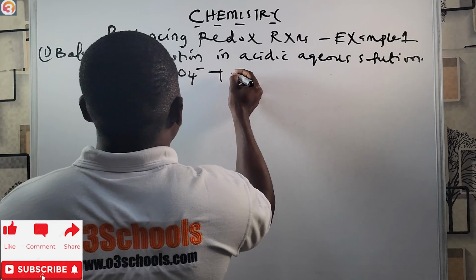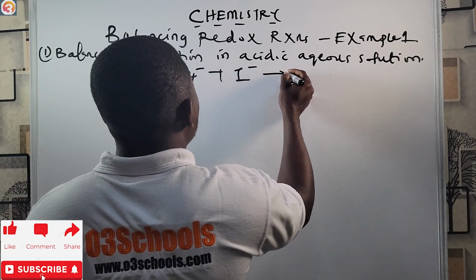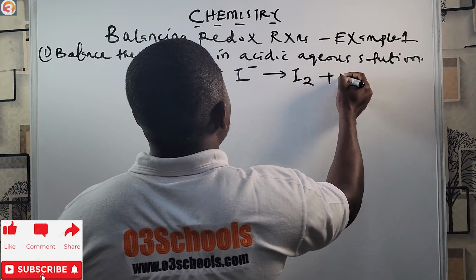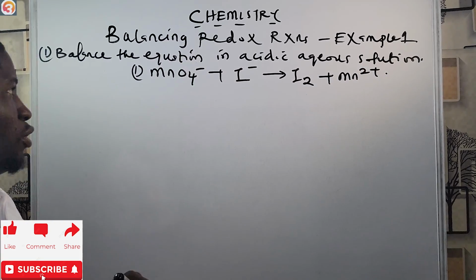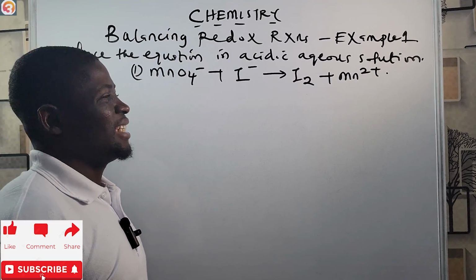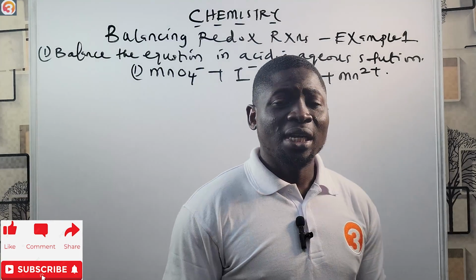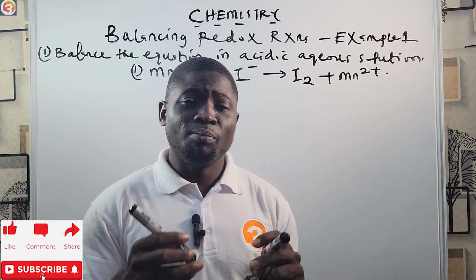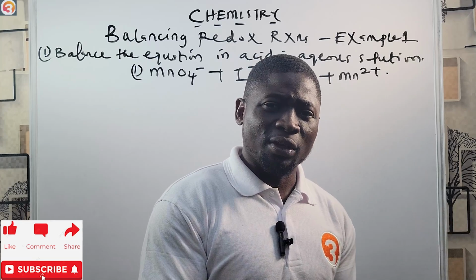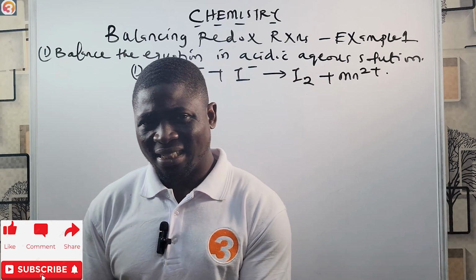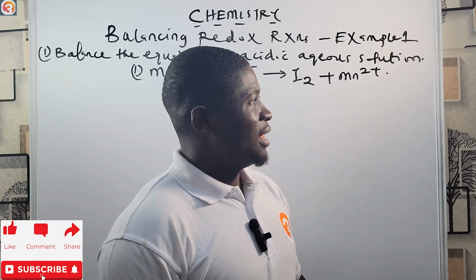We have the question now: MnO4- + I- = I2 + Mn2+. So this is the question before us. We are told to balance the equation in acidic aqueous solution. Remember, I told you that redox reactions may occur in either of two solutions: either in a basic environment or an acidic environment.